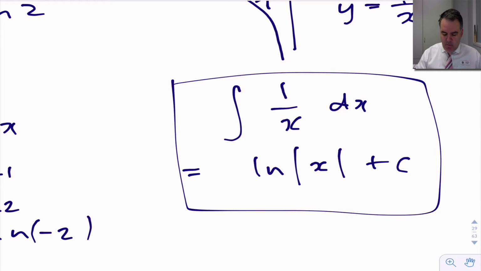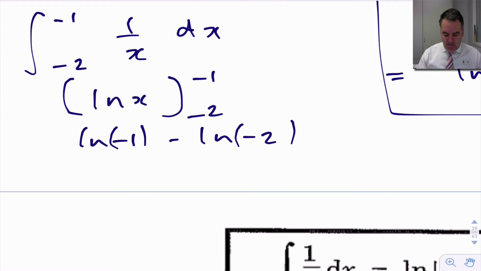Okay, and that modulus there just takes care of any negative x values that we might be substituting into the formula. This is particularly important if you're doing definite integration here, where you're finding the area under the curve. Okay, so those absolute value signs just mean that if it's a negative, make it a positive.